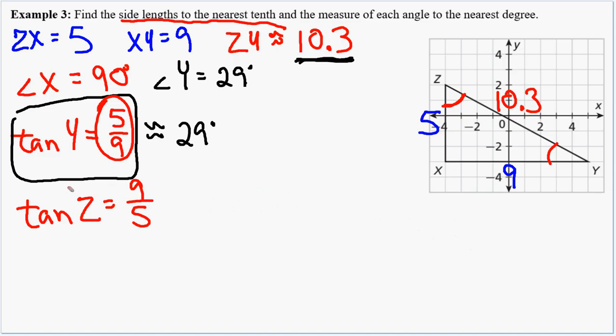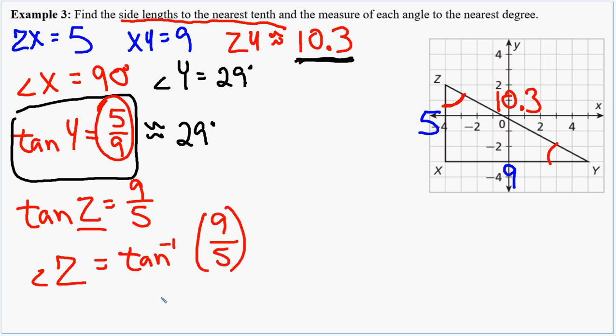Let's just stick with tangent. So we want to get Z alone. We're going to tan inverse. So angle Z is the tan inverse of 9/5. So we divide that. We do tan inverse. Angle Z is approximately 61 degrees.